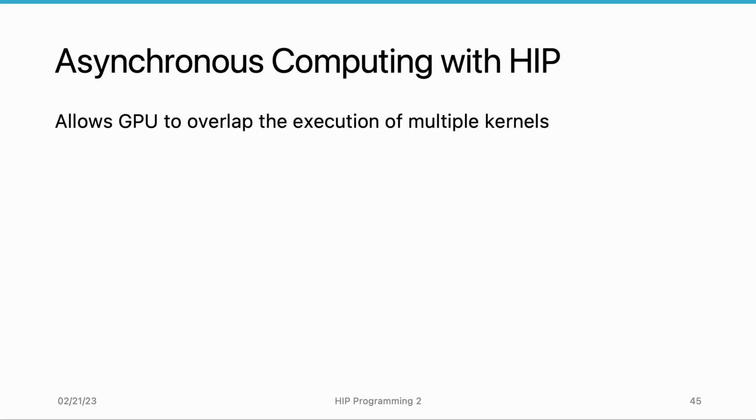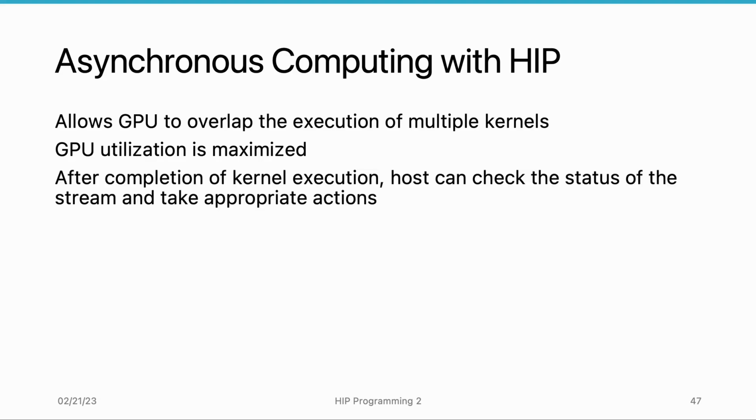Asynchronous computing with HIP refers to a mode of parallel computing where multiple computational tasks can run concurrently without waiting for the completion of any single task. Thus, streams allow the GPU to overlap the execution of multiple kernels. By launching multiple kernels on different streams, the GPU utilization can be maximized. Without using streams, the GPU may be underutilized as it waits for the data transfer or kernel execution to complete. When a kernel completes execution, the host can check the status of the stream and take appropriate action, such as copying data from the GPU back to the host or launching another kernel.